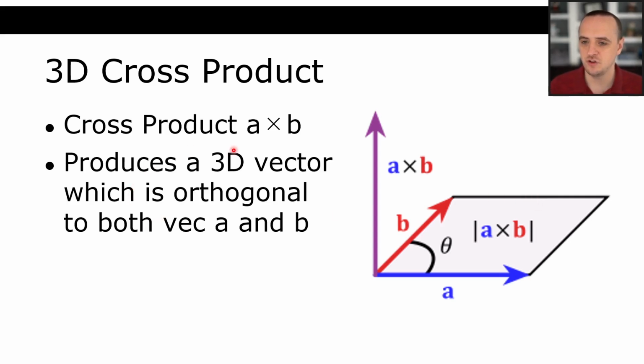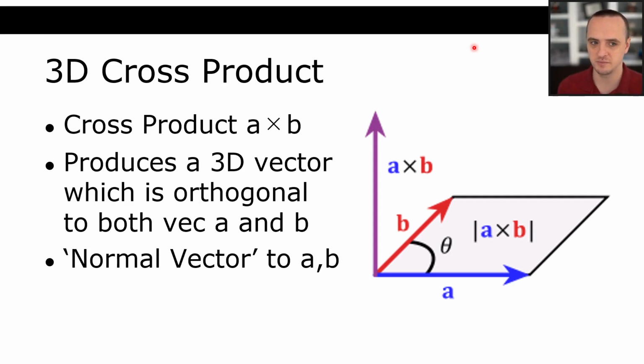And if you take A cross B, that produces a 3D vector which is orthogonal to both A and B. And that's called the normal vector to A and B, right? So if you have a three-dimensional surface, if you want to calculate the normal vector, which is useful for all sorts of things, which we're not going to get into right now because this is not a 3D geometry class, but essentially the 3D cross product produces this vector for you, A cross B.